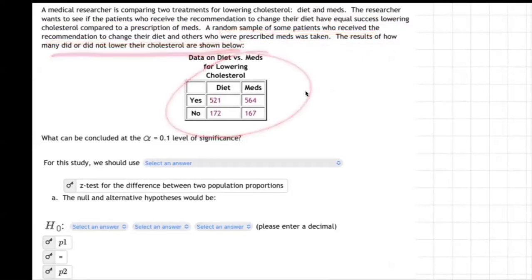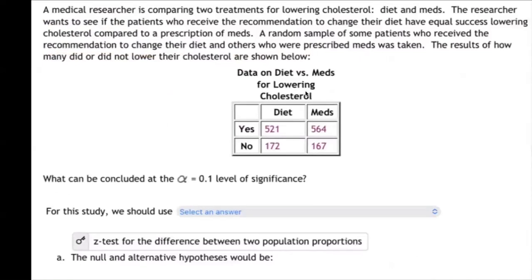So here's the table. Let's make sure we understand this first off. That means 521 people changed their diet, and yes, they were able to lower their cholesterol. These 172 changed their diet, but no, they were not able to lower their cholesterol. These 564 took meds, and yes, they were able to lower their cholesterol. And these 167 took meds, and no, they did not lower their cholesterol, even though they were taking the meds. Okay, so we're going to do a study on this one.